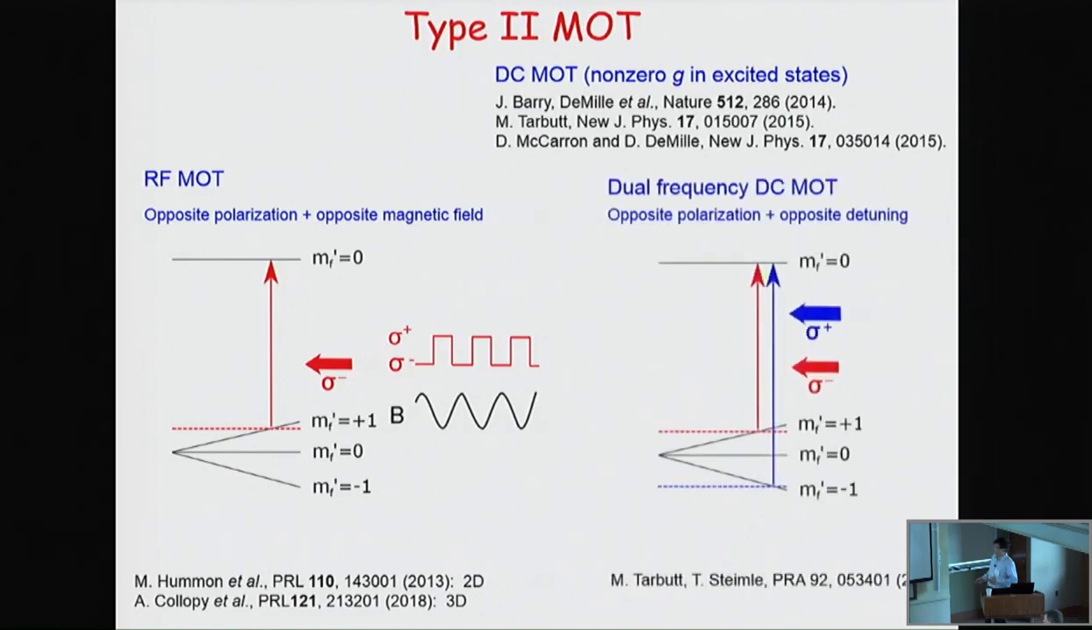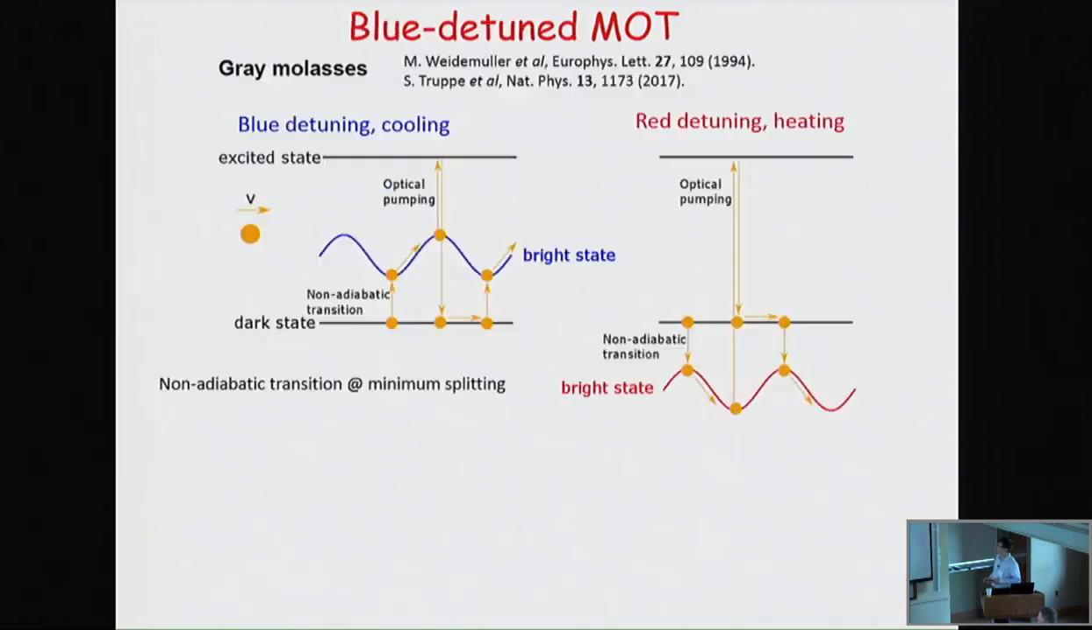Another technique that was proposed by Mike Tarbutt is, instead of using opposite polarization and opposite magnetic field switching really fast, what if we have opposite polarization and opposite detuning? So you can have a red detuned laser and a blue detuned laser. All you need is to make sure those are addressing the different MF manifolds with opposite polarization. And that can also break the dark states. So this dual frequency DC MOT was proposed back in 2015, and can now be realized in the MOT for molecules.